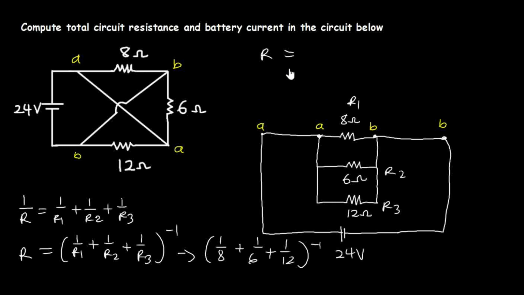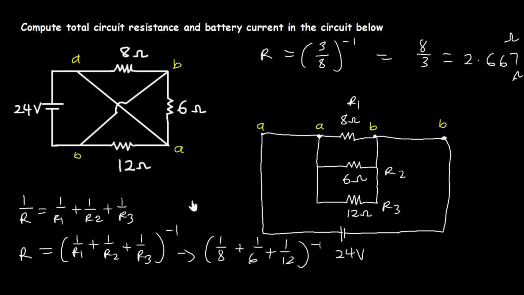Adding up 1 over 8 plus 1 over 6 plus 1 over 12 gives me a value of 3 over 8. So that will be 3 over 8 to the power of negative 1. Doing this, that will be equal to 8 divided by 3. And this value in decimals will be equal to 2.667 ohms. So that will be the value of the effective resistance for this circuit here. That means you've answered the first question.